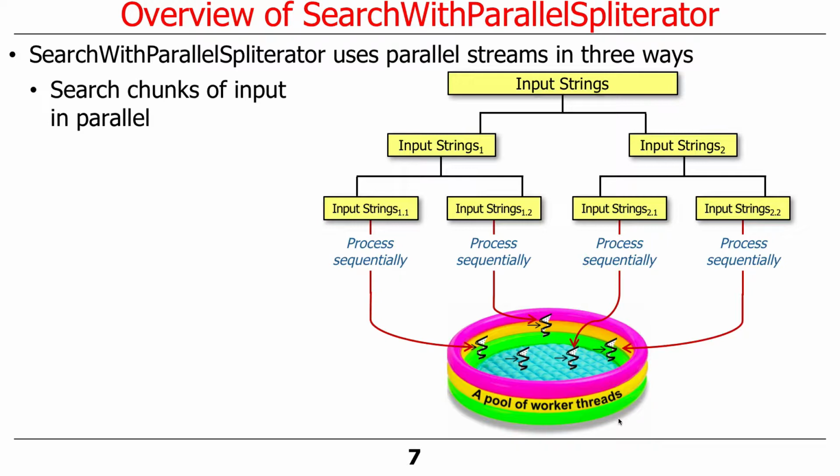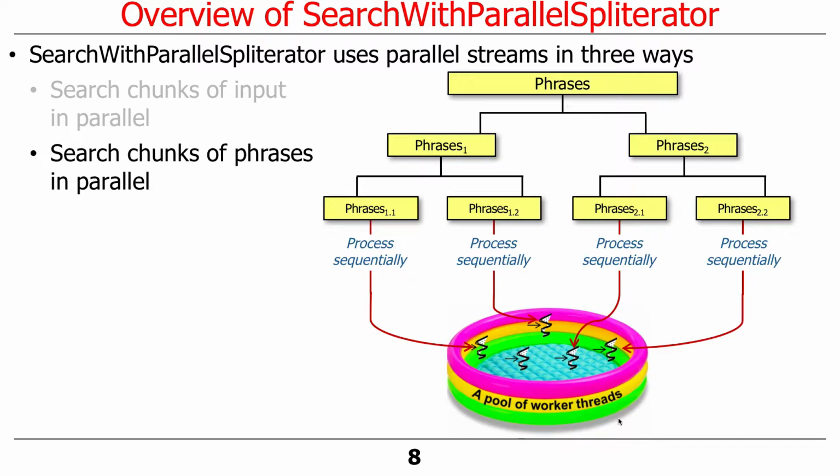Like the previous solution, it's going to search chunks of input in parallel. It's going to take the input strings. Remember, each input string is a work of Shakespeare, right? So it's going to search those in parallel. And then it's also going to be searching for phrases in parallel. Remember, we have phrases like, neither a borrower nor a lender be, or to thine own self be true, or all these other highfalutin Shakespeare quotes. Those things will be searched in parallel, and that's what we had done before.